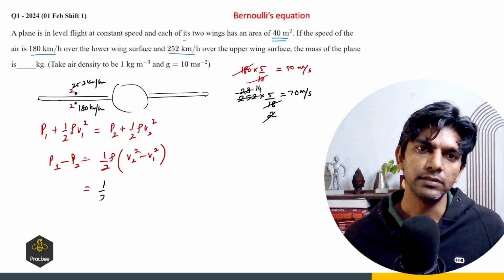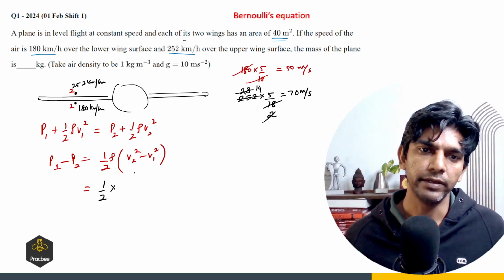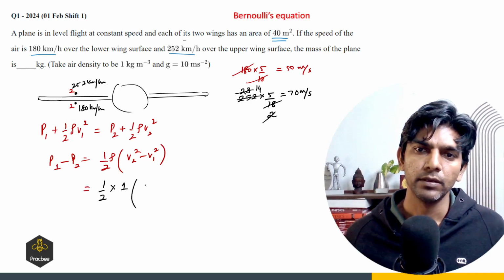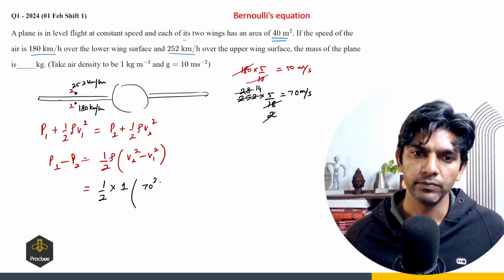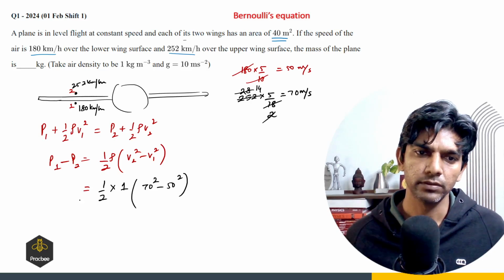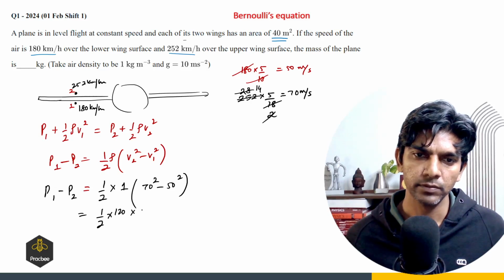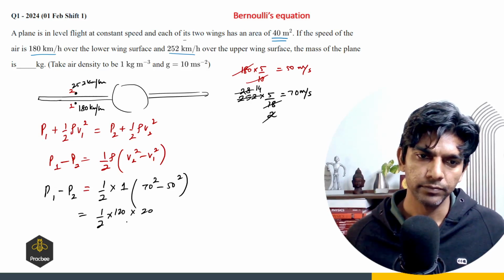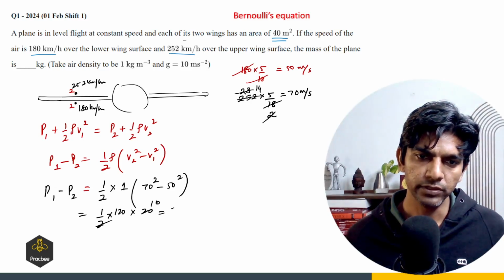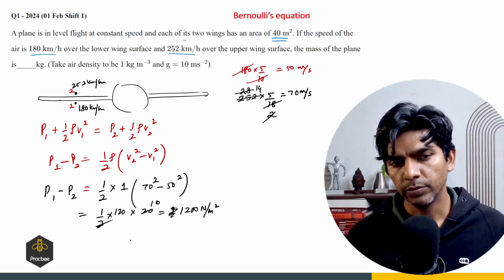So we can write this as half, and the air density is given as 1. V2 is 70 square minus 50 square. So we got the pressure difference. So half into 120 times 20. So this comes out to be 1200 Newton per meter square. So we got the pressure.